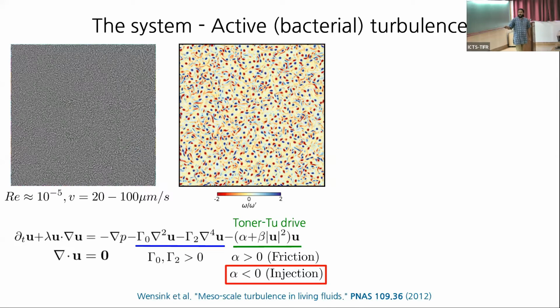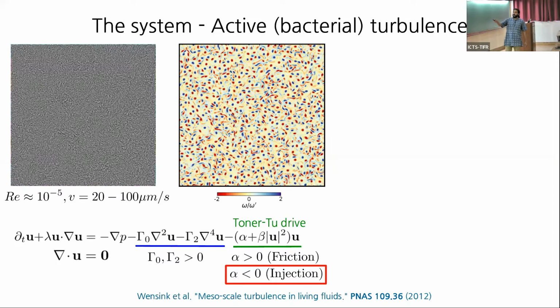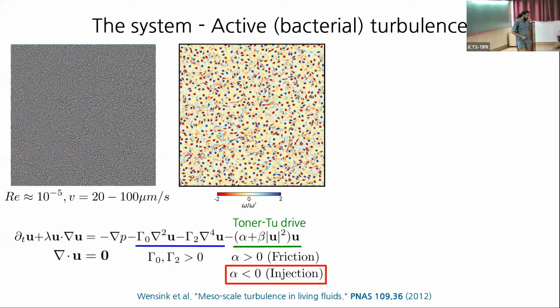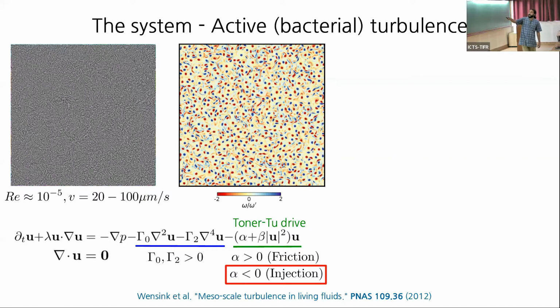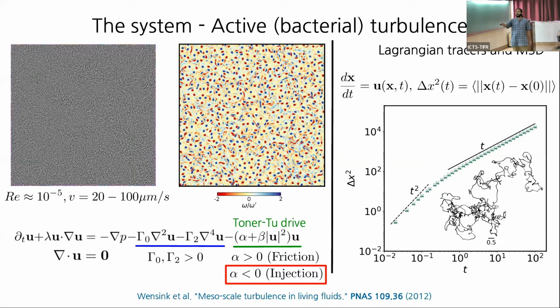For large negative values of alpha, you're pumping a lot of energy into the system, so you're kicking up this kind of flow. And if you have large positive values of alpha, that adds friction. The movie in the middle is actually a simulation of this model.